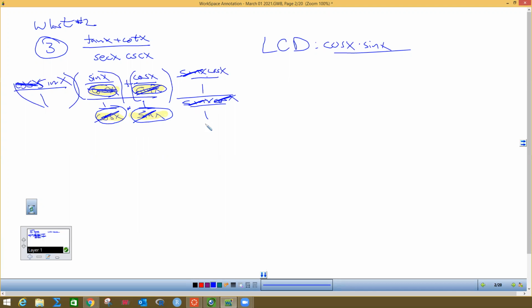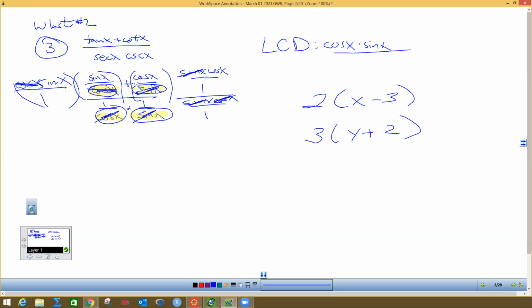Why did I not distribute the bottom? Anybody tell me why I didn't distribute on the bottom? Anybody got a guess? Distributive properties look like this, or this. What's in here that's not on the bottom? There's no plus or minus. Do you see it? This is just straight multiply. That's why it's not distributed.